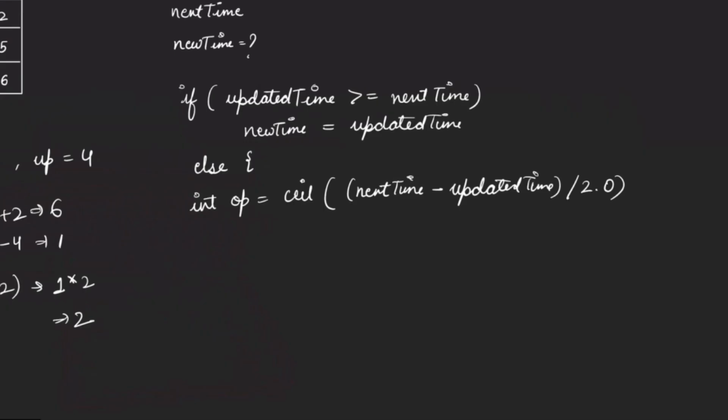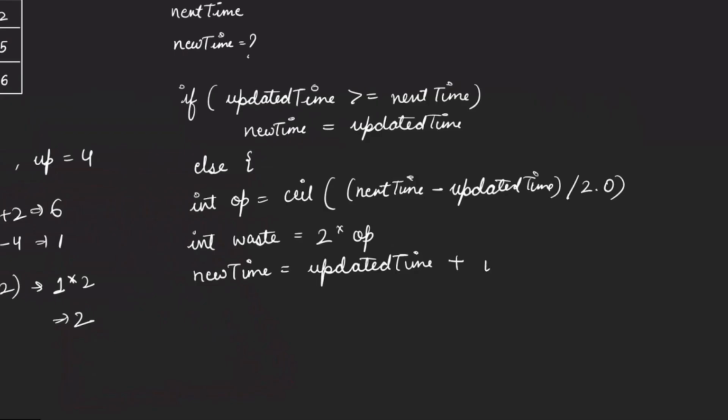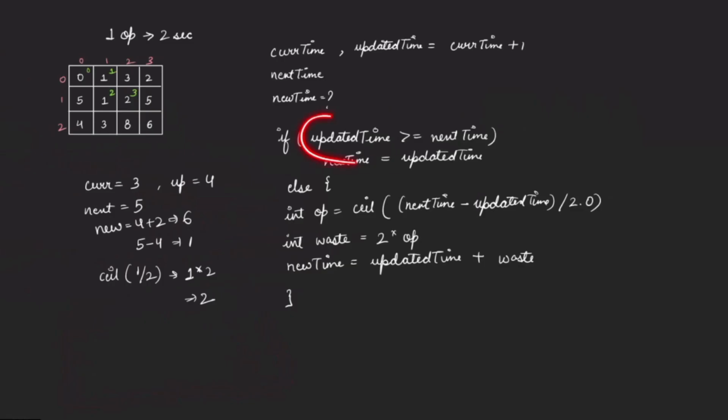Now, for each operation, the total number of seconds wasted will be equal to 2 times the number of operations, right? So what is going to be your new time? Your new time will be equal to the updated time plus the number of seconds that you have wasted, so plus waste. This is what we are going to do when our updated time is greater than next time. All of this operation we need to perform. With this, we can identify what my new time is for the next cell, right? So for this 5, we identified that the time will be 6.